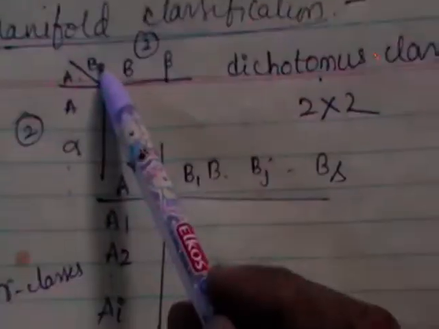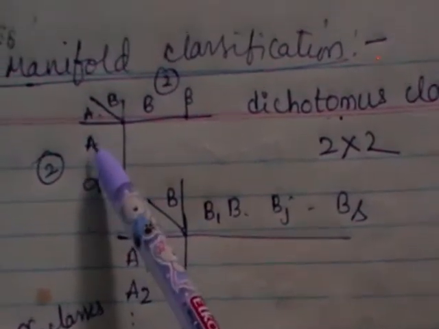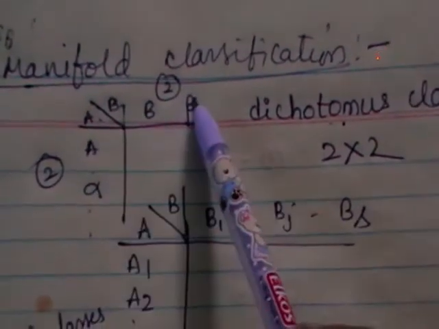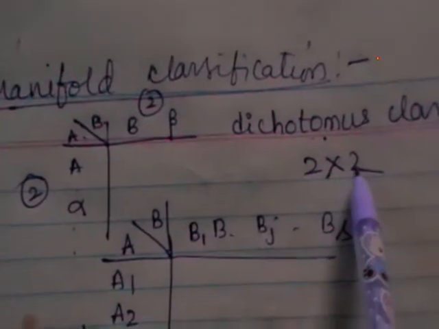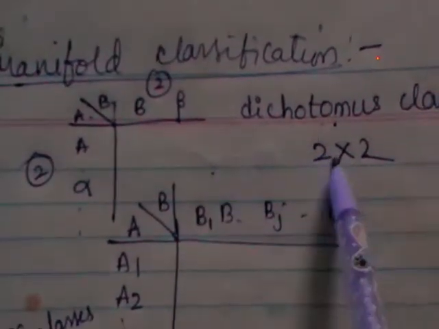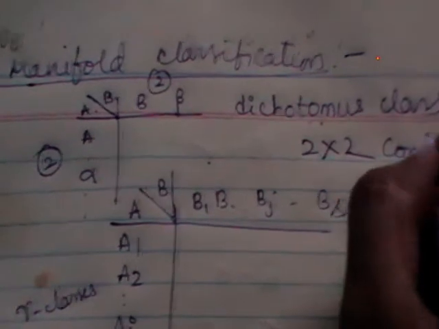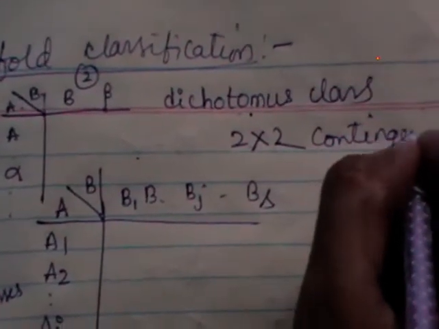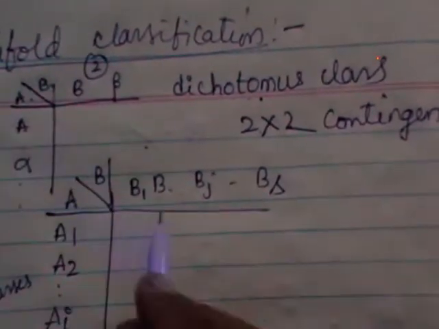Under dichotomous population, we have two attributes, each assuming only two classes. Here A alpha, B beta. We call this a dichotomous population, and the table is called a 2 by 2 contingency table, which up to now we are discussing only, association or whatever it may be.